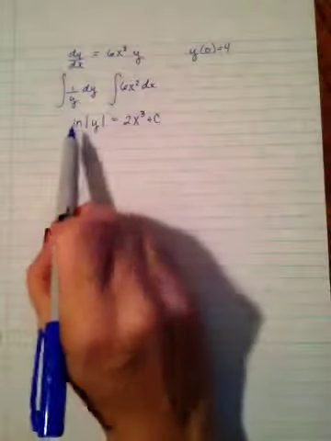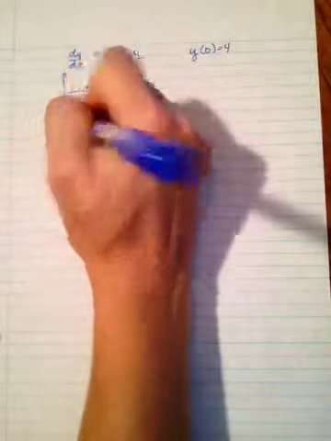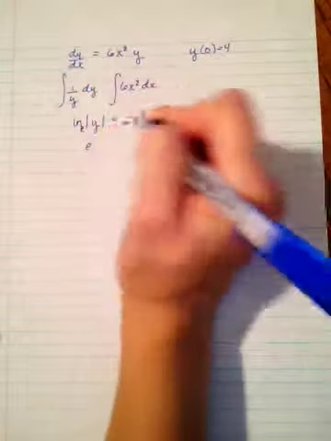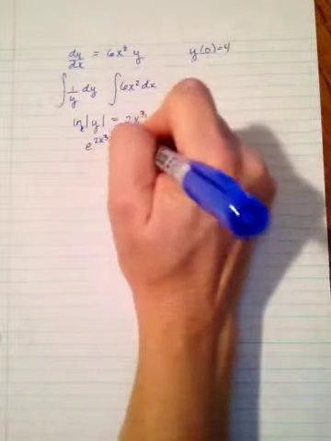Going through the steps, the next step I'm going to do is get rid of the natural log. So I'm going to change forms. That's base e. So e to the 2x cubed plus c equals the absolute value of y.